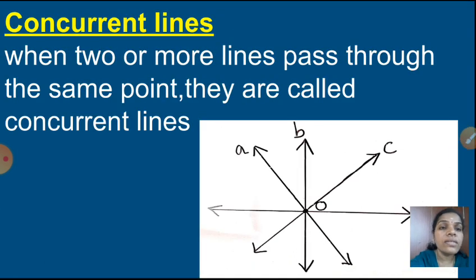Next one is concurrent lines. What is meant by concurrent lines? See here children, when two or more lines pass through the same point, they are called concurrent lines.